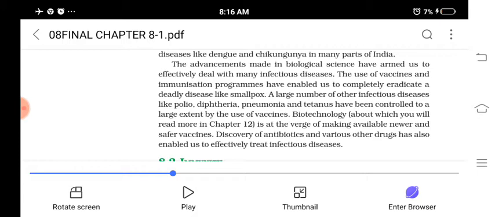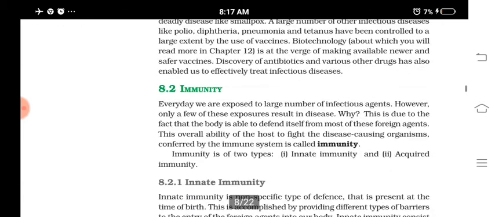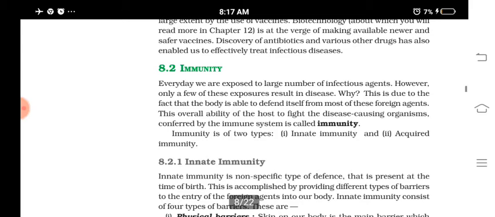So, I told you one term now. What is that? Immune system. So what do you mean by immune system or immunity? Immunity means the ability of the host to fight the disease causing organisms. That, due to the immune system, is called what? Immunity. Understood?